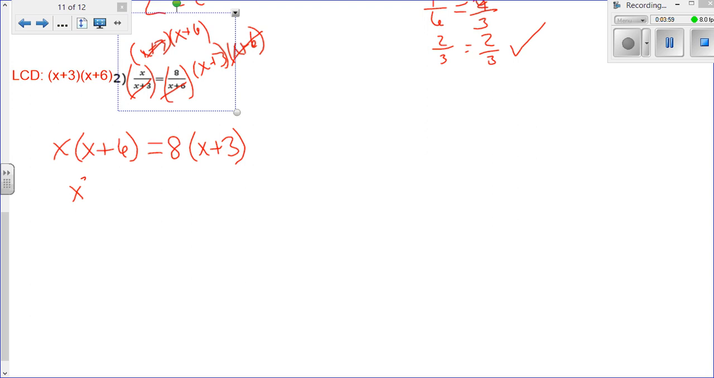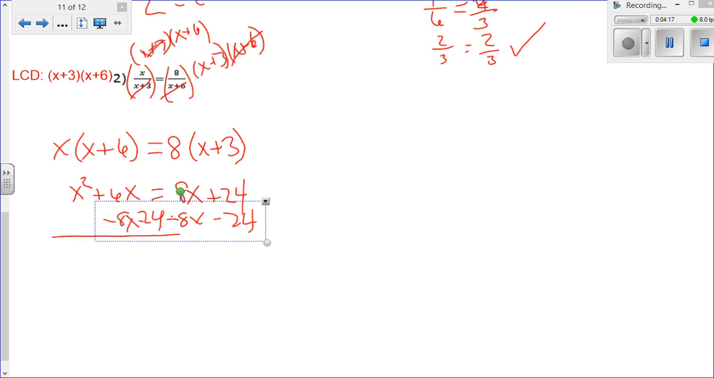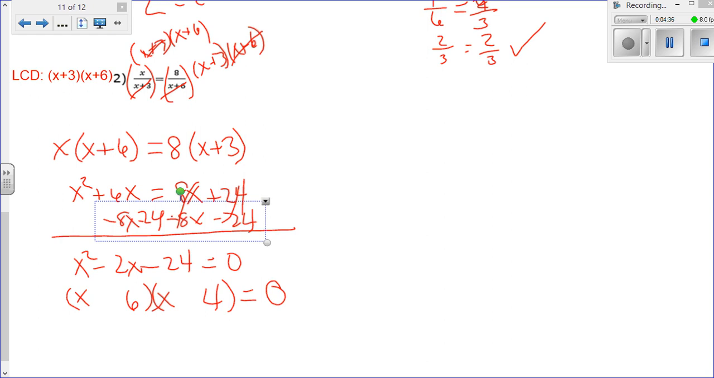So we'll have x squared plus 6x equals 8x plus 24. Because I have an x squared term, I want to get it equal to 0. So I'm going to subtract the 8x and the 24. So I have x squared minus 2x minus 24 equals 0. So now I need to factor that. What are my factors of 24 that when I subtract, I get 2? Well, that would be 6 and 4. And the larger number takes the sign in the middle, so it's minus 6 plus 4. So x equals 6, x equals negative 4.